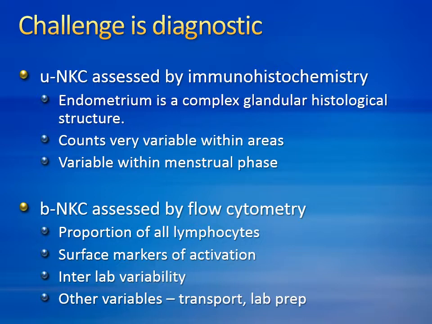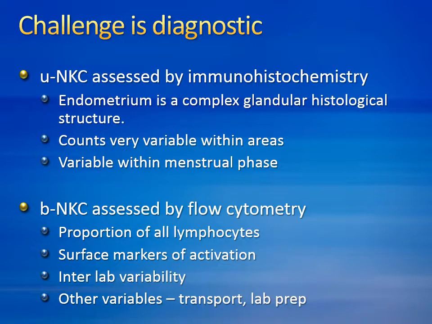And the challenge is that endometrium, as a structure, is very complex, it's glandular, and the counts of natural killer cells that have been identified in endometrium are hugely variable in one area or the other. I've already shown you that they're also variable with the menstrual phase, meaning that whether that test was done on day 7 or day 21 would naturally be expected to show very different levels of natural killer cells.